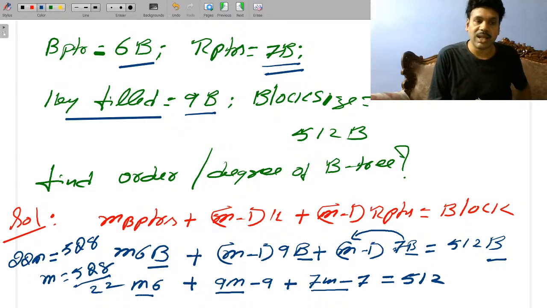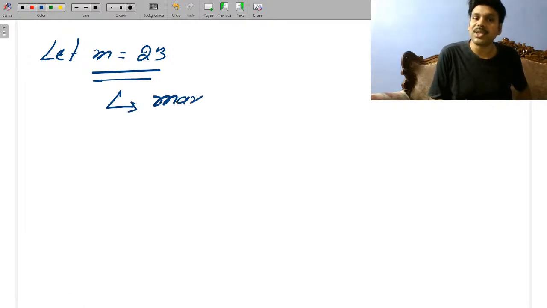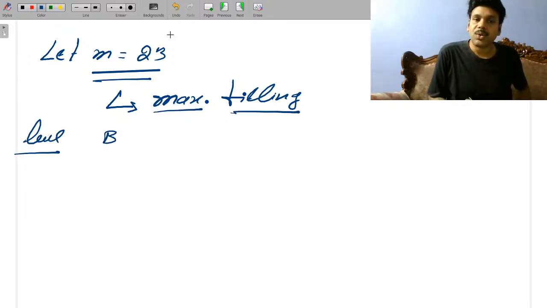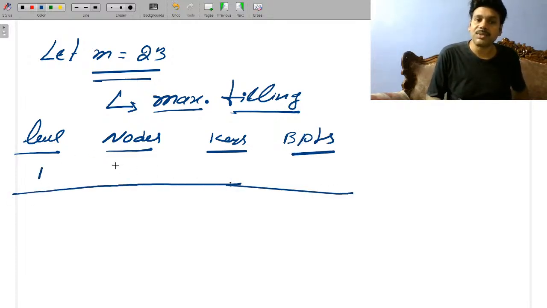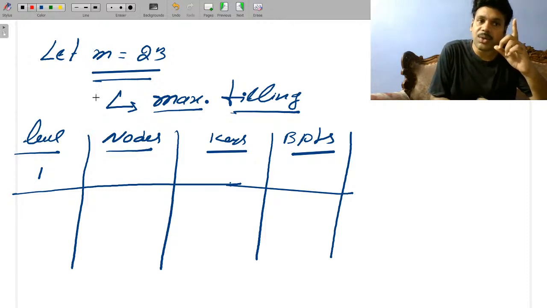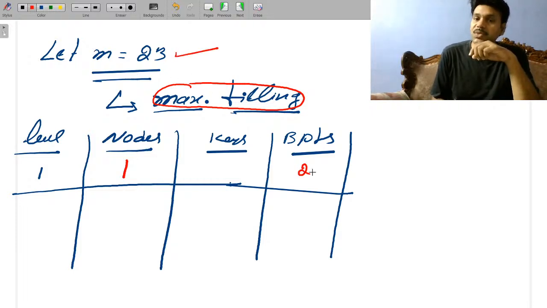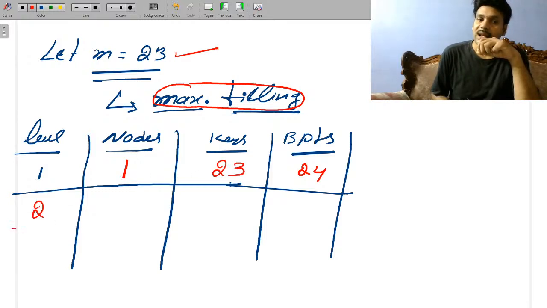Observe carefully. If I am saying let m is equal to 23, what is the meaning of 23? Now you can imagine, all of you, please observe carefully. Maximum filling I am writing. What is the maximum filling? Level, nodes, block pointers, keys. Observe now, level 1. How many nodes can you have? Only one node, it starts with the root. So now you tell me, maximum how many block pointers can you keep? 24. How many keys can you keep? 23. Level 2. Please observe.